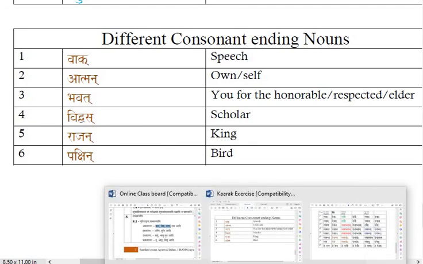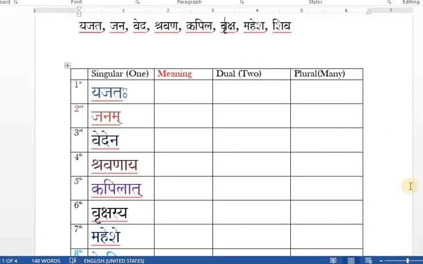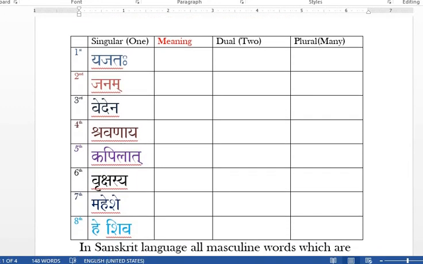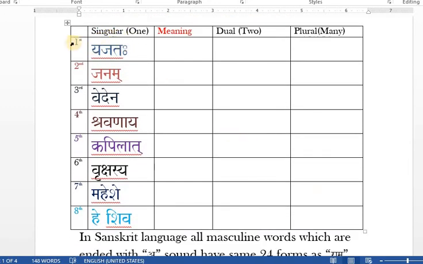Now students, here I want you people to have an exercise. Look at this. You can see on the screen different words are there. Yajata, Jana, Veda, Sravana, Kapila, Vruksha, Mahesha, Shiva. I want you to note down these words. And here if you read, what is written? Singular 1. These are the cases, remember. First, second, third, fourth, fifth, sixth. What you need to do here is write the first case. Singular is already written. Right? Just like a Rama table. All are like a Rama table. Why? Because all are ending with a sound.